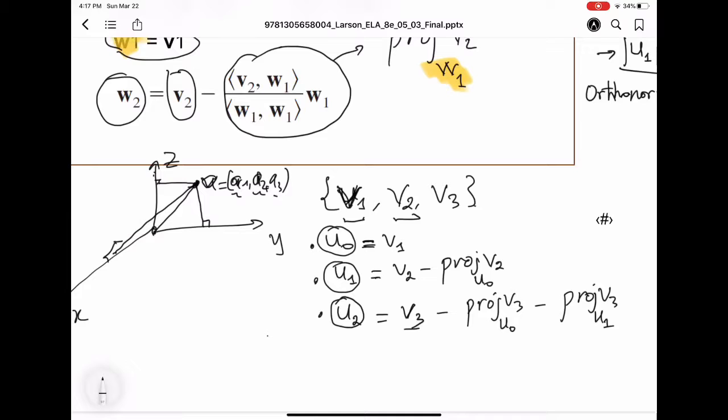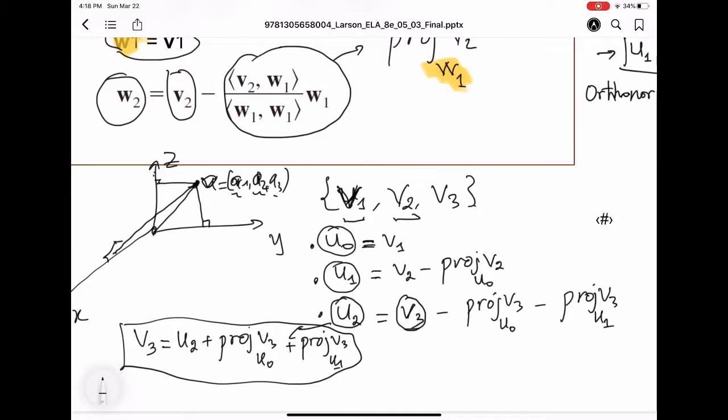Makes sense? So you can say that is the parallelogram law, where this is the diagonal. If you convert this third identity into another form, you have V3 equal to U2 plus the orthogonal projection of V3 on U0 plus the orthogonal projection of V3 on U1. So that is nothing but what I told you previously: the diagonal equals the sum of three components, if we use the parallelogram law. Make sense? So that is the whole idea.